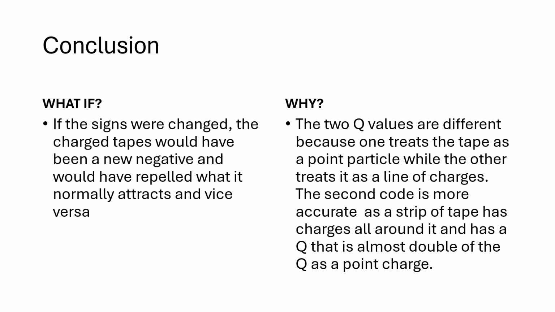And the two Q values are different because one treats the tape as a point particle while the other one treats it as a line of charges. And so the second code would be more accurate as the strip of tape has charges running throughout all of it rather than at a single point. And yes.